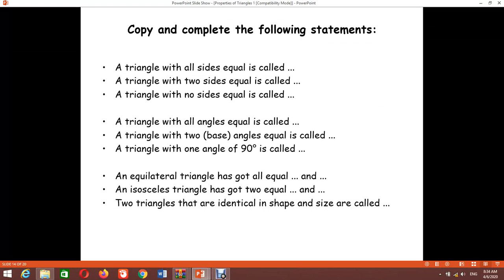An equilateral triangle has got all equal dash and all dash. You fix in the two missing answers. An isosceles triangle has got two equal dash and dash. Also write down the answers. Two triangles that are identical in shape and size are called, write down the answers. So that when we meet next time in our next lesson, you produce your work.